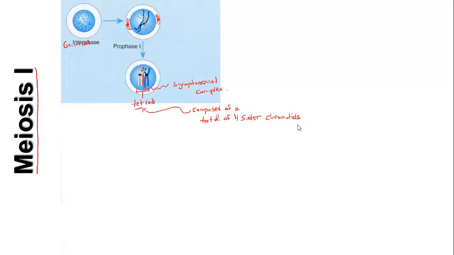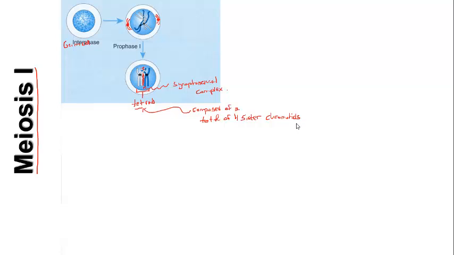So when the tetrads are fully formed, sister chromatids on different homologous chromosomes within the tetrad swap homologous segments of DNA with one another. I'm going to say that again. So when the tetrads are fully formed, sister chromatids, which happen to be on different homologous chromosomes within the tetrad, swap homologous segments of DNA with one another. These homologous segments of DNA contain the same genes in the same order. However, keep in mind that these genes are not necessarily identical to one another.